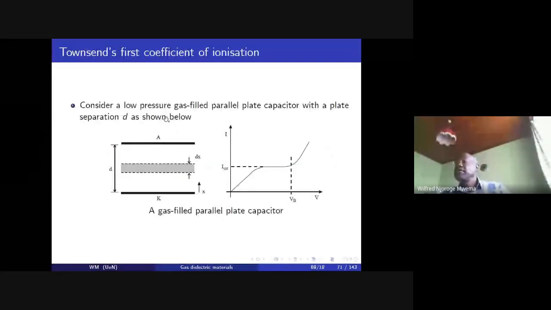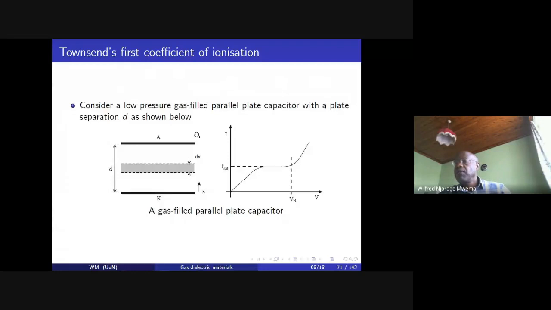Now, we look at what we call the Townsend's coefficient of ionization, and we look at the first Townsend coefficient. So we consider a low pressure gas that fills a parallel plate capacitor with a plate separation of d as shown below. So we have a gas in here, okay, and this is a capacitor. So we are using gas as the dielectric, and these are the parallel plates we are talking about.